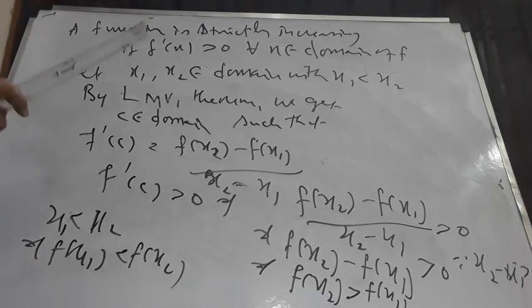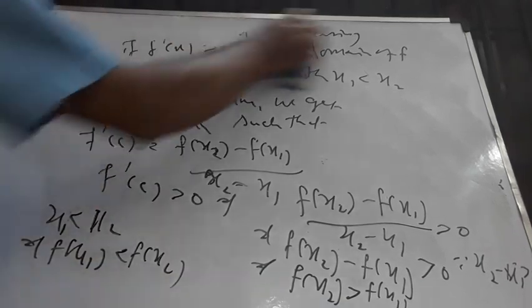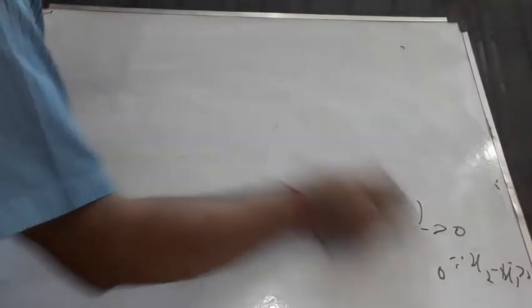Therefore, the condition for a function to be strictly increasing is that the first derivative is positive for any value in the given domain. The condition for a function to be strictly decreasing is that the first derivative should be negative for any value in the domain. If f dash of x is greater than or equal to 0, I'll say it is increasing but not strictly increasing. Similarly, if f dash of x is less than or equal to 0, I'll say it is decreasing but not strictly decreasing. These are the basic things you are supposed to remember.